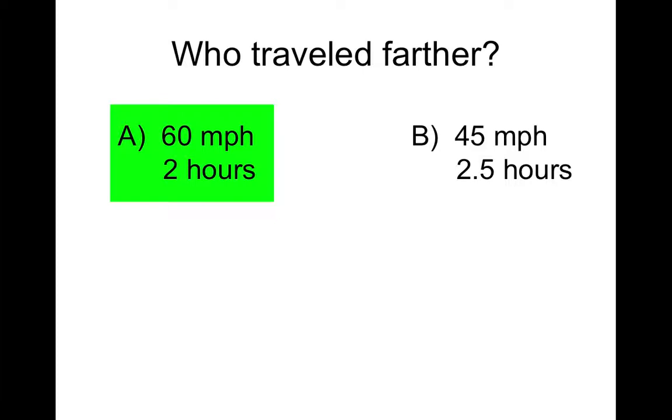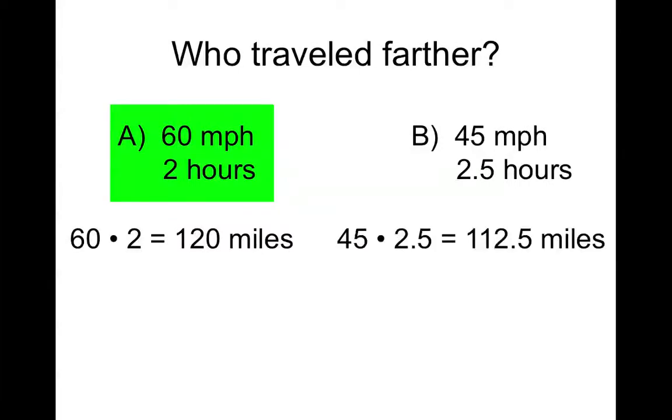If we go 60 miles every hour for 2 hours, we end up going 120 miles. It makes perfect sense to multiply the 60 and the 2. Therefore, it also makes sense to multiply 45 and 2.5 to determine the second trip takes us 112.5 miles.